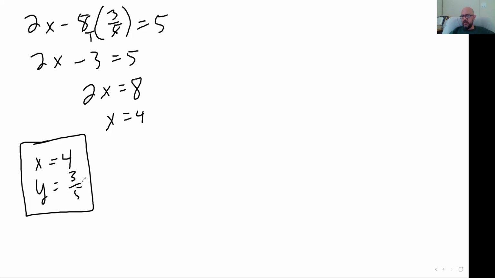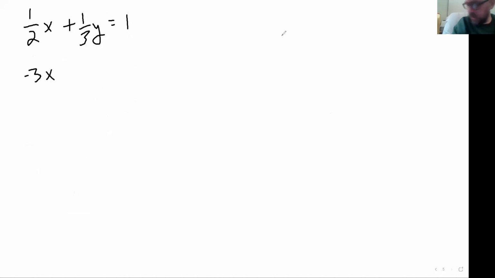All right, let's try substitution method in one of the strange cases. This is going to be a little bit messy looking, but that's okay. 1/2 x plus 1/3 y equals 1. I've got to get that right, or this will come out confusing and wrong too. And then I've got minus 3x minus 2y equals -6.